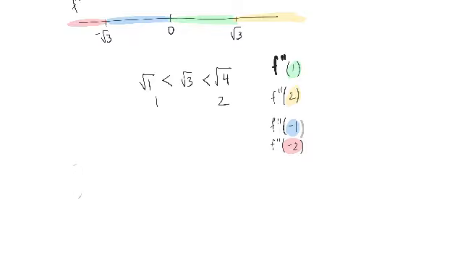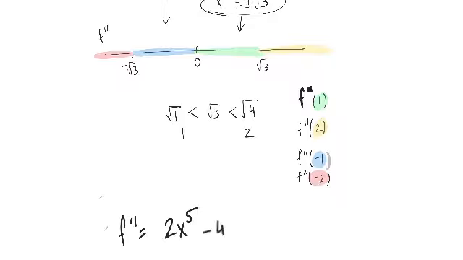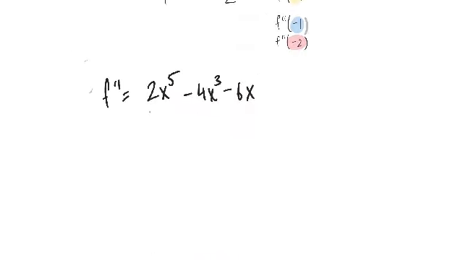Oh, no, I forgot what it was. So f double prime is equal to 2x to the fifth minus 4x cubed minus 6x divided by x squared plus 1 to the fourth. Okay, so here I've got my thing.